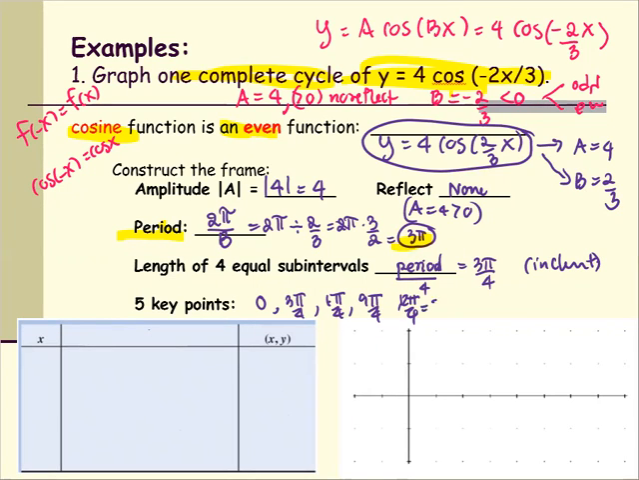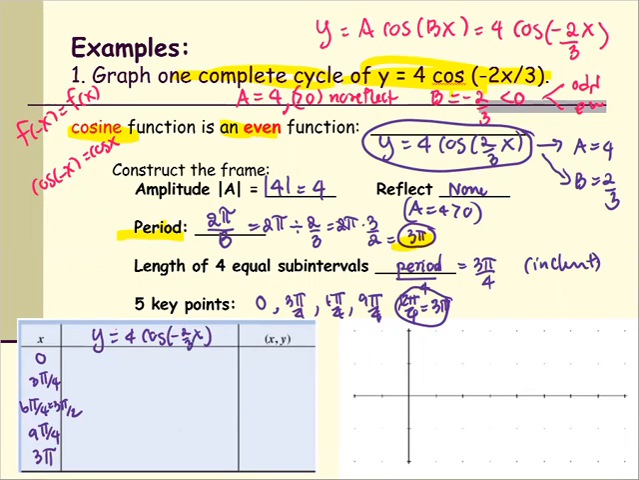And 12 pi over 4 is the same as 3 pi. So we have 0, 3 pi over 4. The next is 6 pi over 4, which is the same as 3 pi over 2. The next one is 9 pi over 4. And the last one is 3 pi. So we get 5 points of the function y equals 4 times cosine of negative 2 over 3 x.